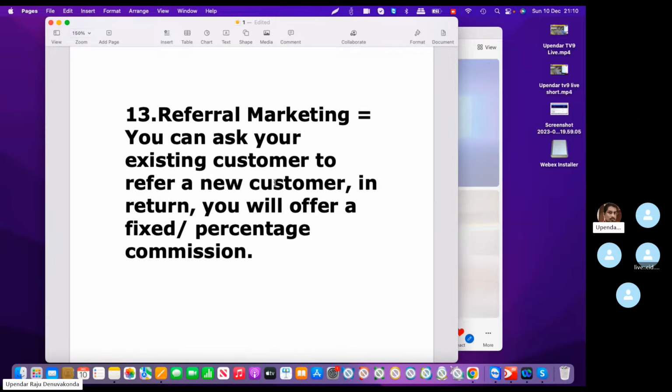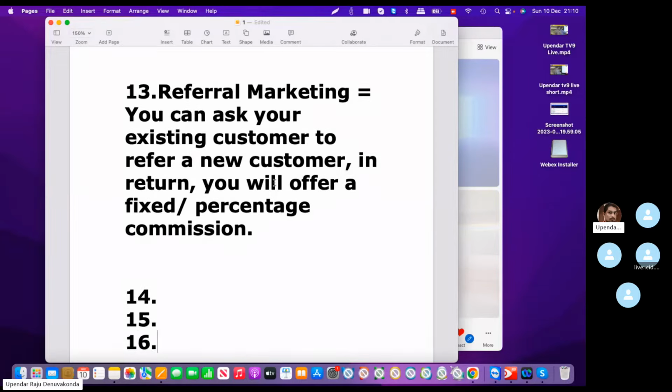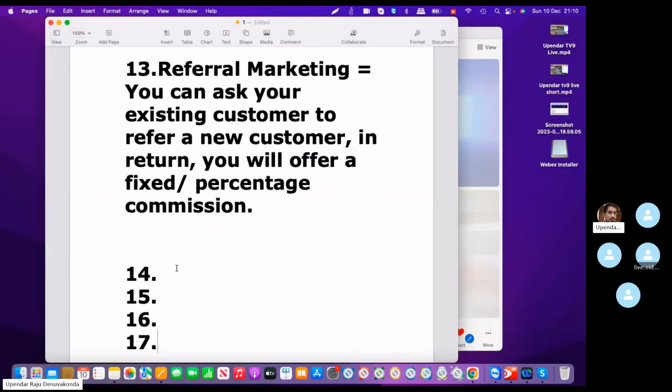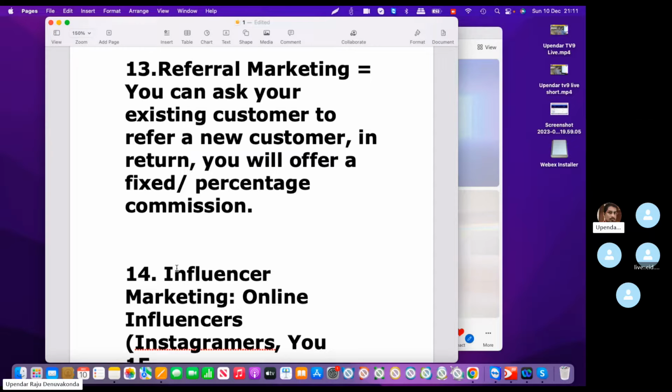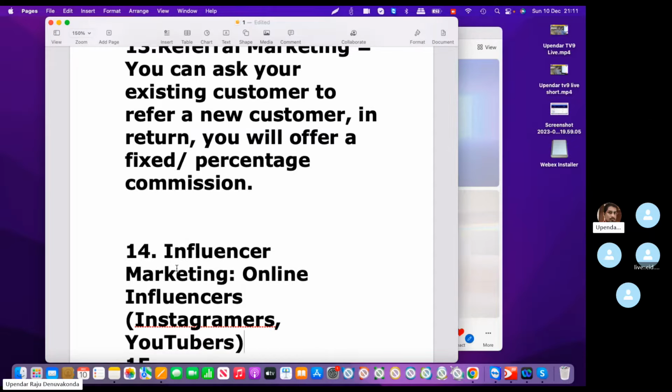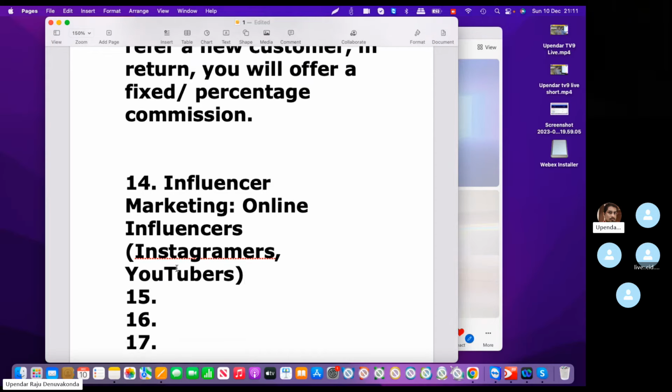And there are four small things you can still implement: 14, 15, 16, and 17. So 14th is you can try implementing influencer marketing. You know about influencer marketing. You can reach online influencers. So who are those online influencers? Instagrammers or YouTubers. You can reach out to them and ask them to talk about your business services and products in their YouTube channel, or in the YouTube reel, or on their Instagram platform.